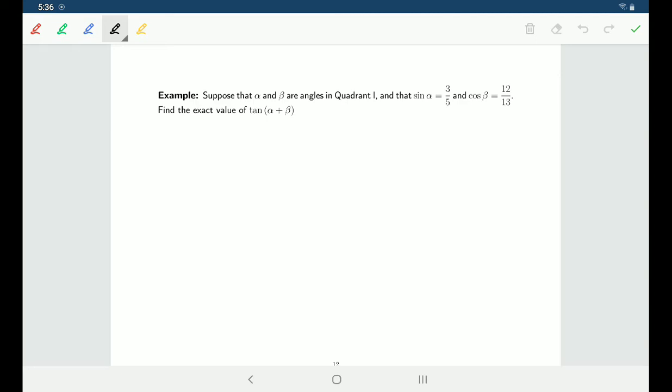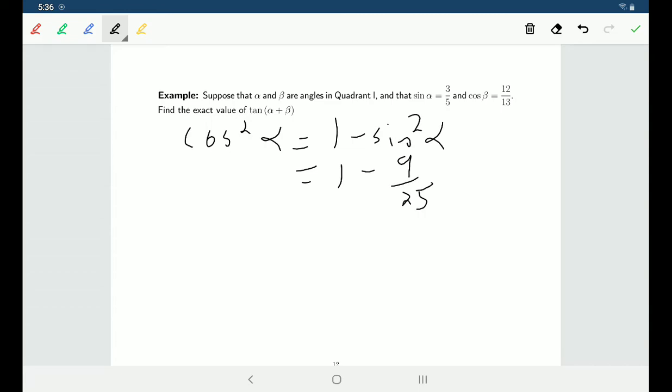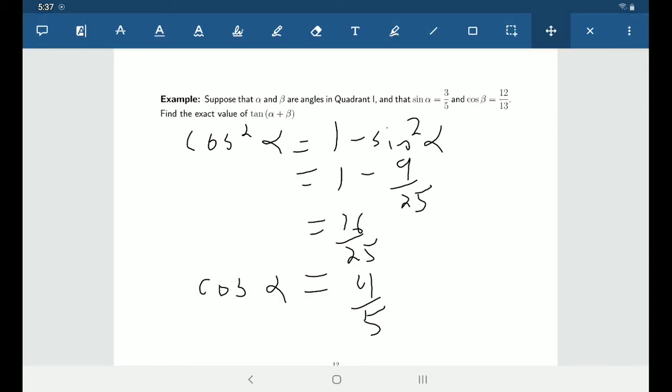I'll do a similar sort of thing that we did before. We know that sine of alpha is 3/5, so cosine squared alpha is 1 minus sine squared alpha, or 1 minus 3/5 squared, or 9/25, which when we simplify that, we get 16/25. And when we're taking square root, we know that it's going to be the positive root because, of course, we are in quadrant 1. Cosine is positive there. So cosine of alpha should be 4/5. I'm just going to write that down here, and then we'll do the same thing to find sine of beta.